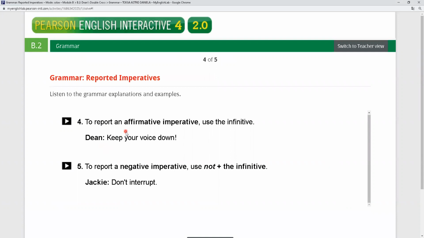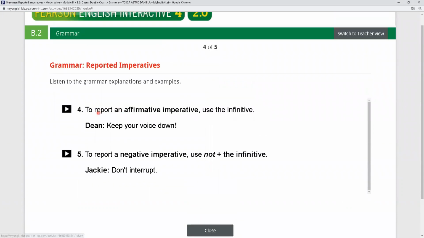Okay, now we're gonna learn how we can find the reported imperative, and it's very easy, right? The structure is not difficult because we're gonna see one lesson forward, and it is about reported speech. So in that case, there is a big change in the structure, right? So let's start with point number 4. Let's continue. To report an affirmative imperative, use the infinitive.